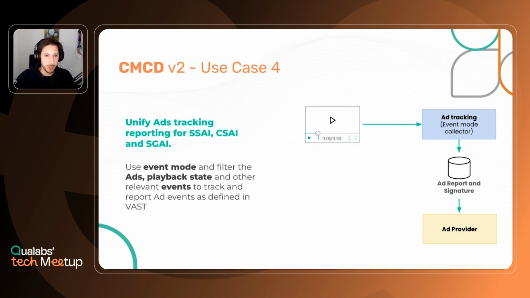Then, another case. You can unify the tracking of ad reporting for server-side ad insertion, client-side, and server-guided insertion. If you put all the information in the manifest, you can use event mode to trigger ad starting, ad ending, mute, unmute, everything. You can collect all this data by yourself, process it, sign it, and send it to the ad provider so you get paid. So this is a great use case to unify your ad tracking infrastructure.